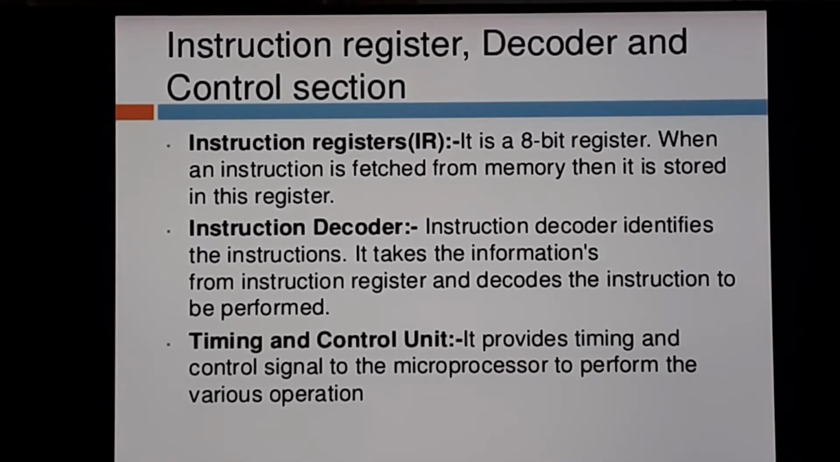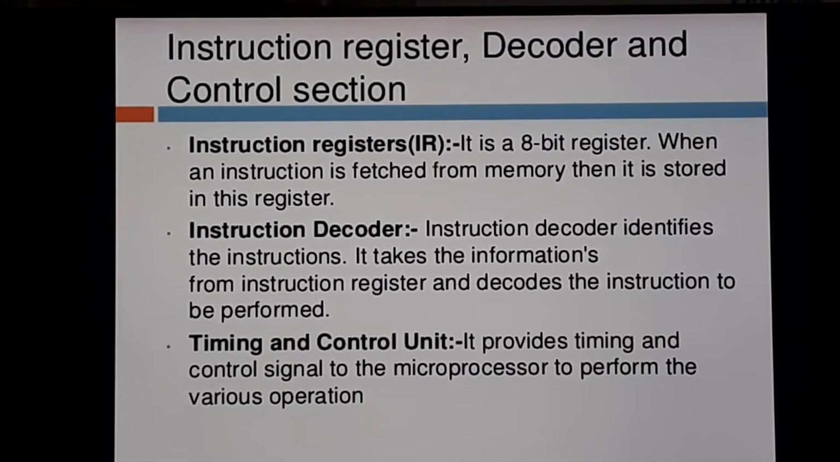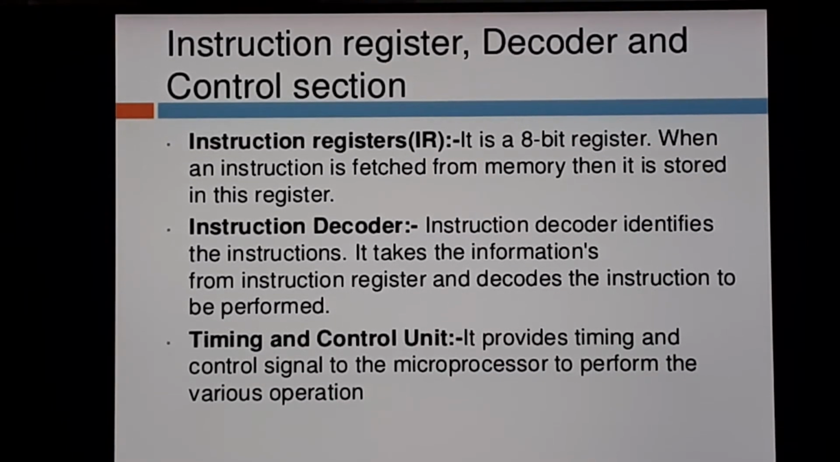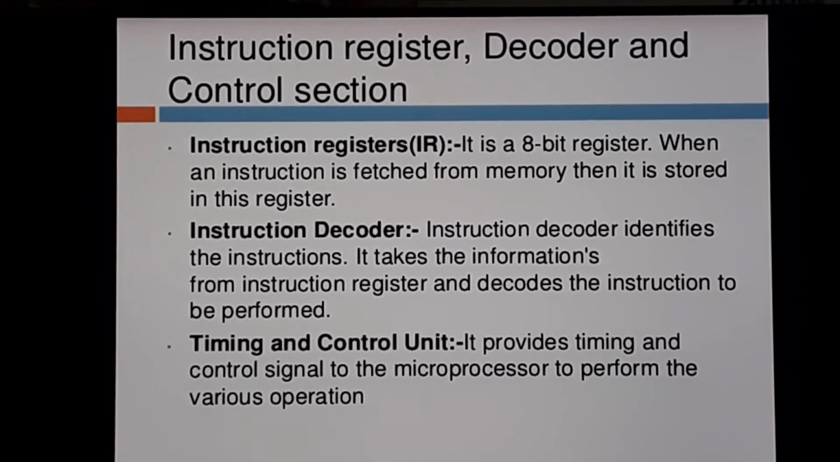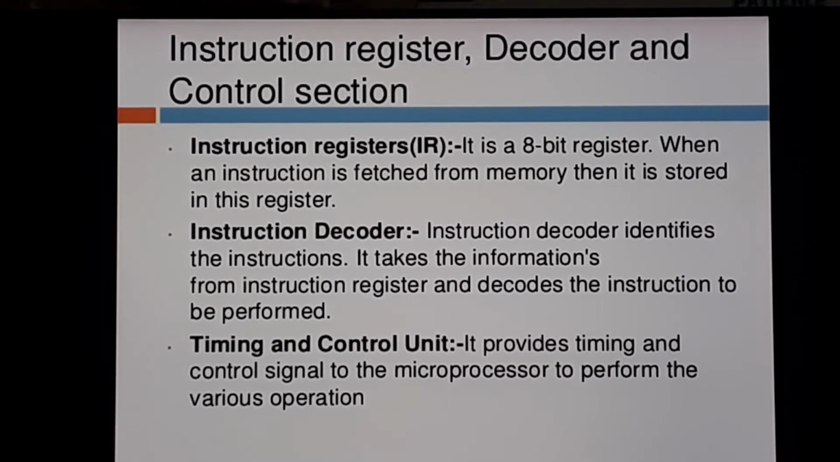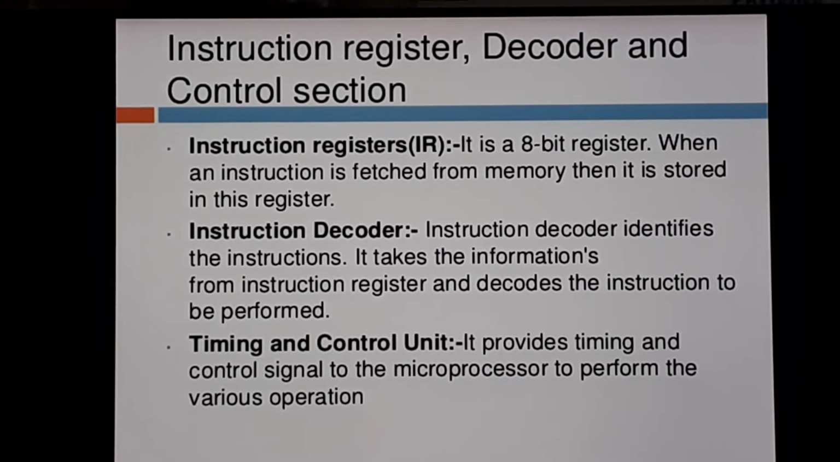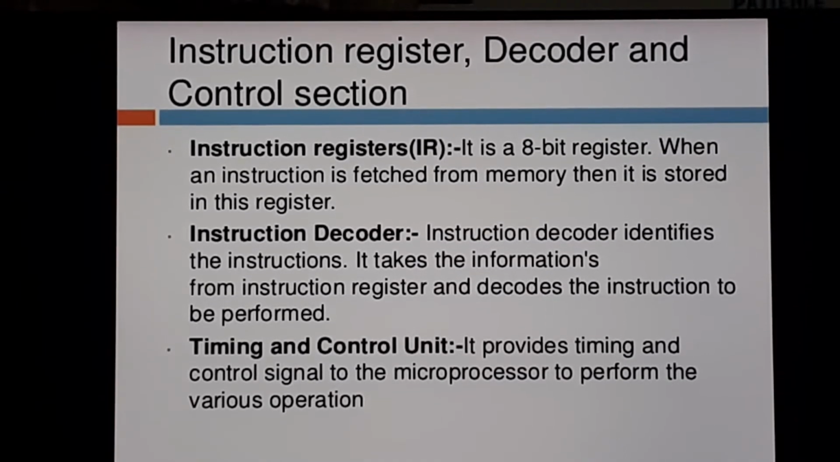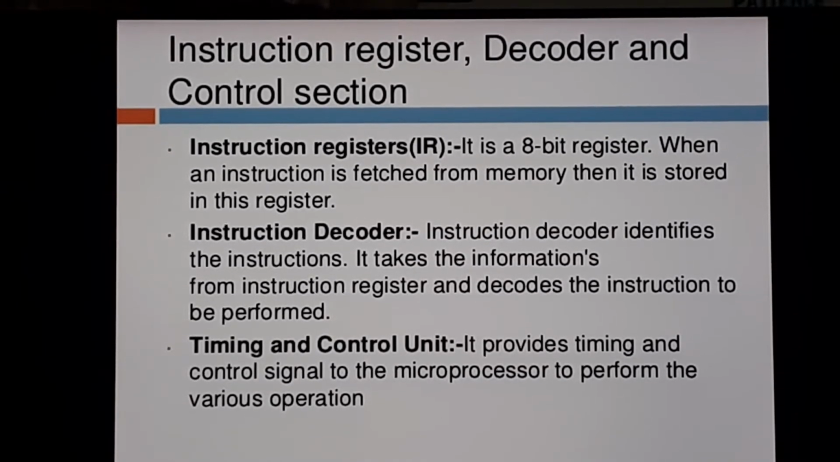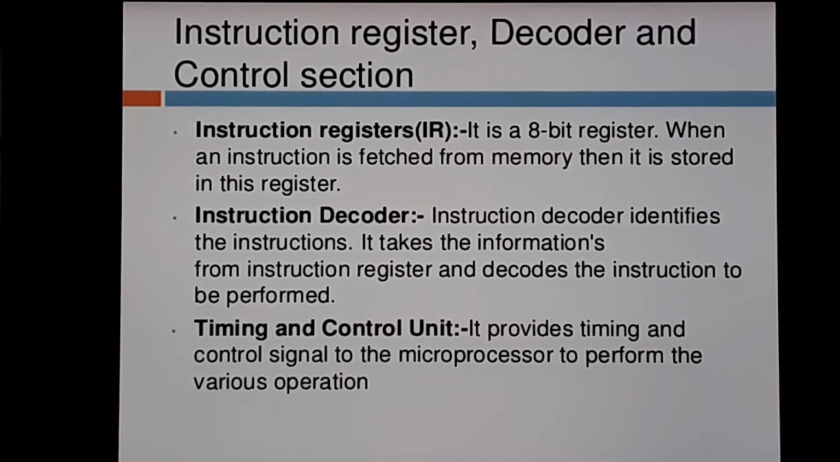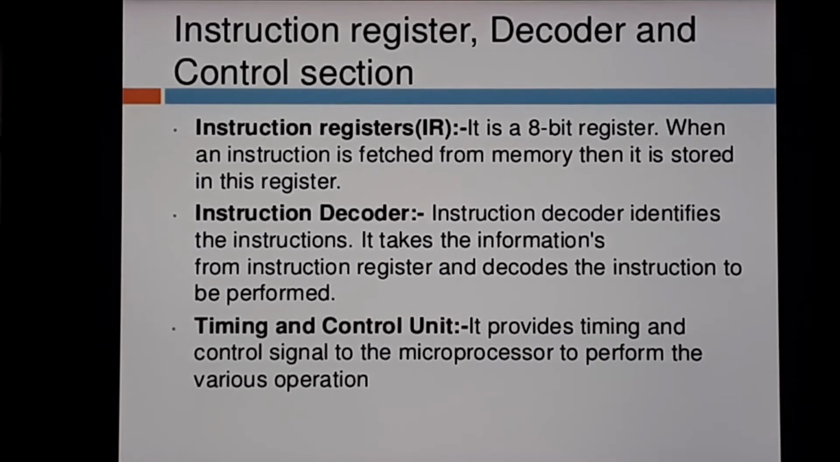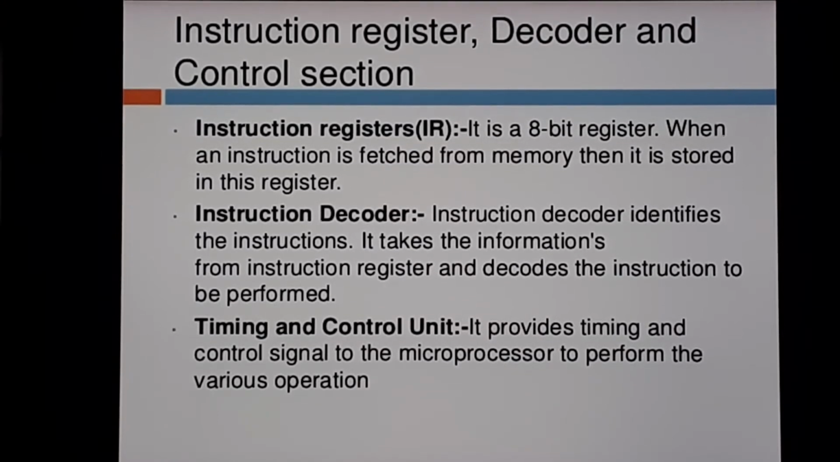So instruction register means it is an 8-bit register, and this is a particular register which is fetched from the memory and it is then stored in that register. Okay, so instruction register and instruction decoder do the same thing. Actually it is a combined block, you can say. Instruction register is an 8-bit register. In this particular register the instruction is only taken, and decoder is again an 8-bit register.